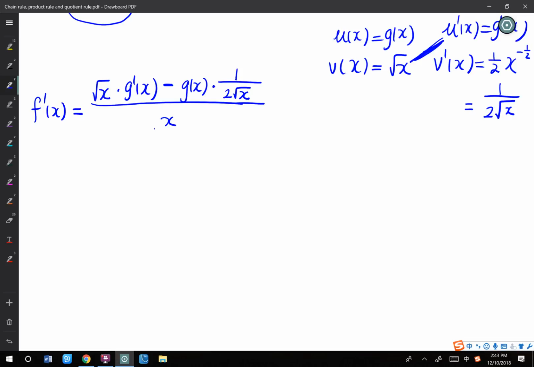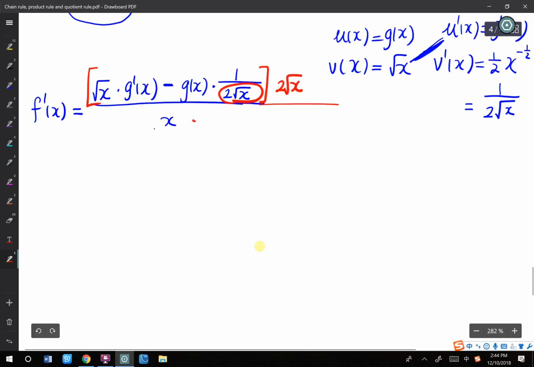Multiply by what? What do I want to get rid of, what is not good? Not x. 2 root x, this is not good. What can I do to get rid of that? Multiply that. But I need to multiply the whole thing on top by 2 root x. Everything by 2 root x.